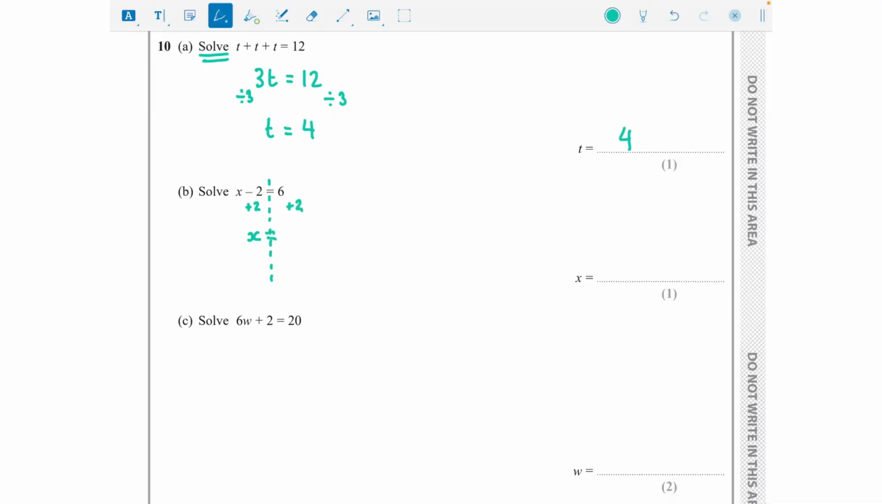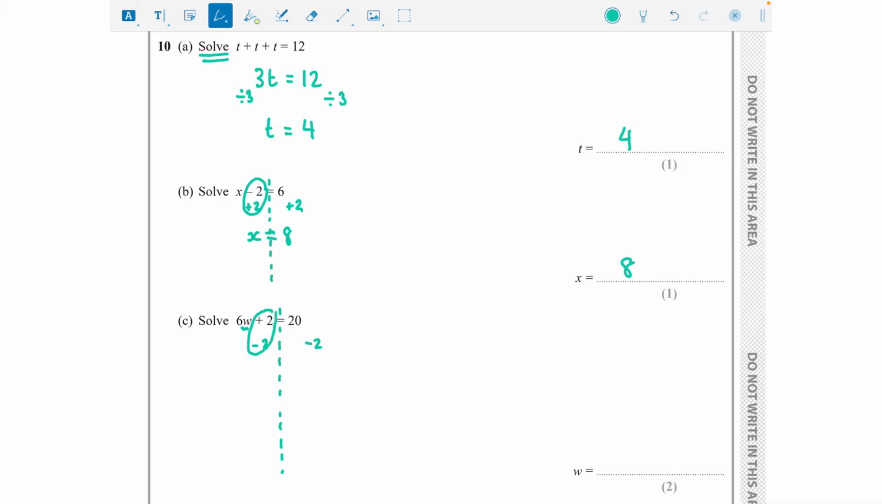So I've now got x on its own on the left. We've added 2, which has cancelled out that bit. And I've added 2 on the right, so x is equal to 8. And that makes sense because 8 take away 2 is 6. So x is 8. Same for this bottom one. I want to try and get that w on its own. Now w is being multiplied by 6, and then we're adding 2. So we need to undo that in reverse order. Let's take away 2 from both sides first, and that's going to get rid of the +2.